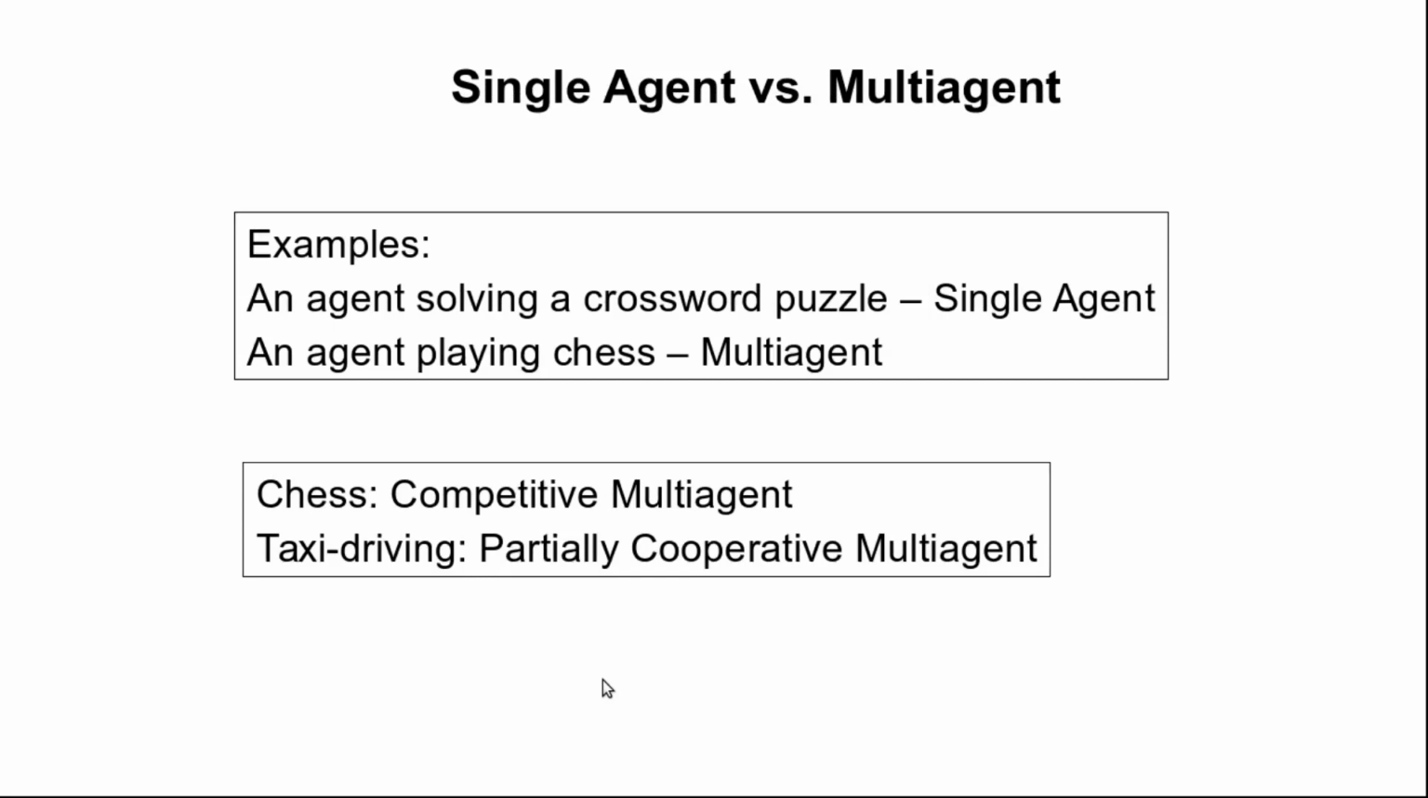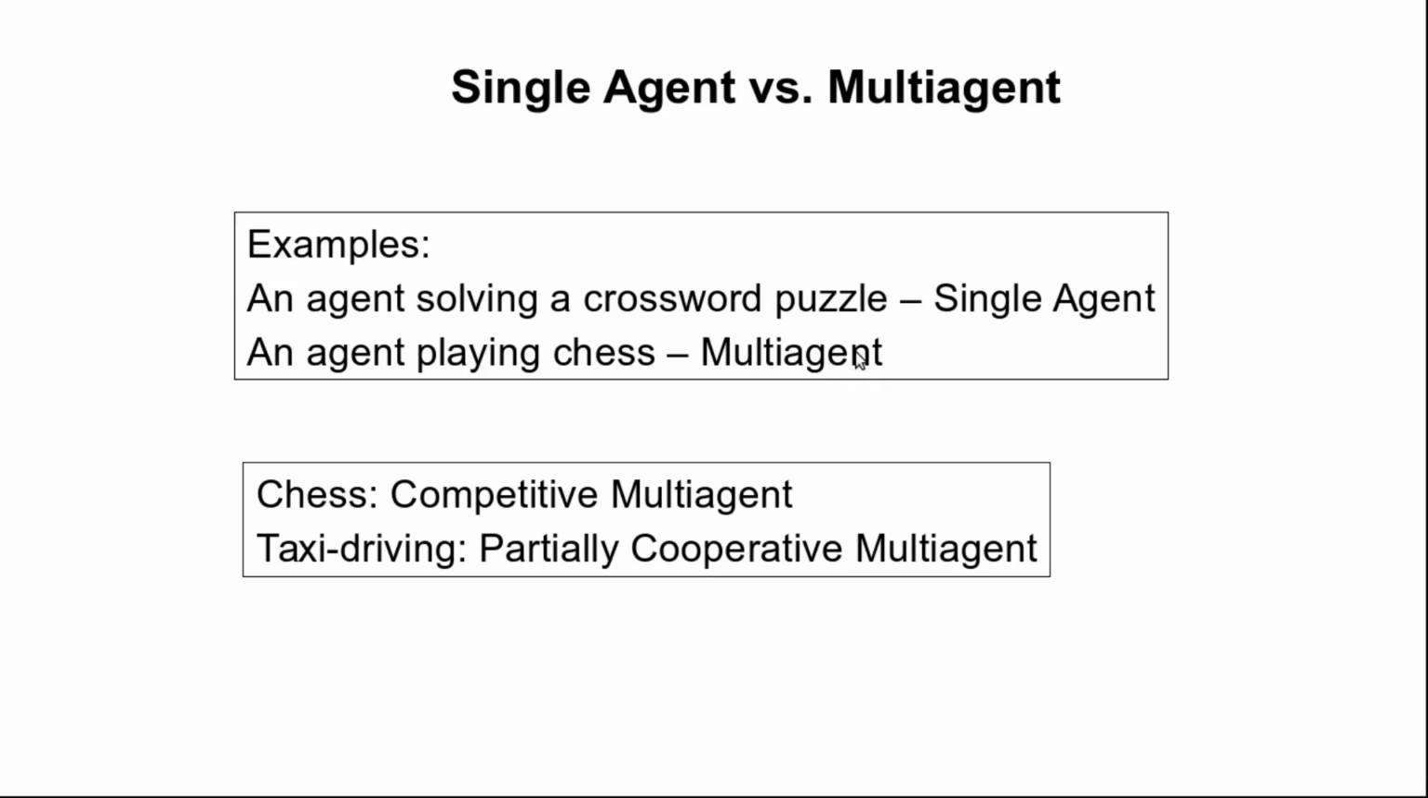The next dimension for categorizing task environments is single agent versus multi-agent. It would be more clear using an example. If we have an agent that is trying to solve a crossword puzzle, then this environment would be a single agent environment. However, if we have an agent which is trying to play chess, then two agents are involved, the agent who is playing chess and its opponent. So this environment is a multi-agent environment.